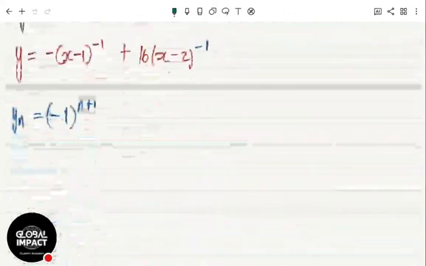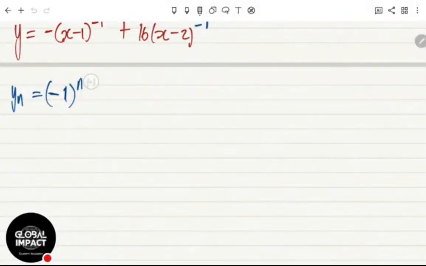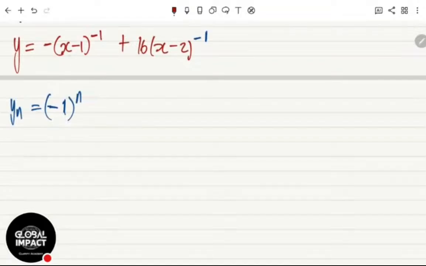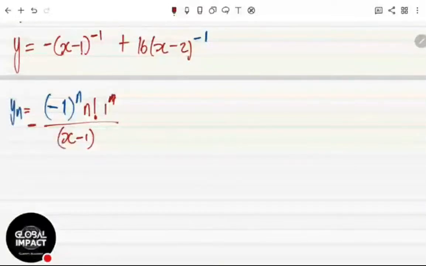So here I would come and say, I remember that now. This is negative 1 to the n for this one here, negative 1 to the n factorial. Then what is a? The a is 1, times 1 to the n, all over, and there's a negative outside because there was a negative here. All over x minus 1 to the power of n plus 1.